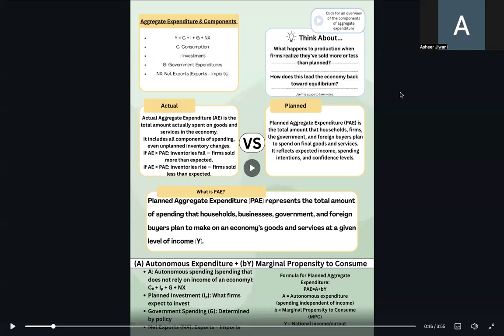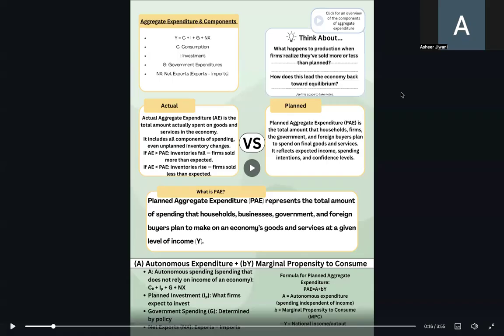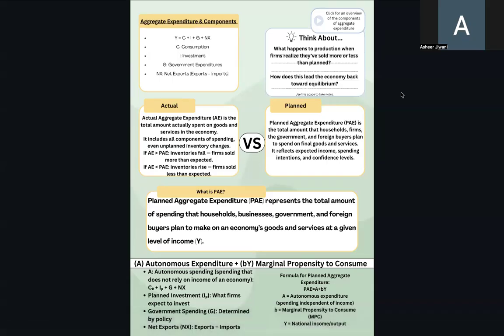In this video, I'm going to talk about the difference between aggregate expenditure, which is often just written as Y, and planned aggregate expenditure, also called PAE. So, aggregate expenditure is going to be the total amount of actual money spent in the economy, including unplanned inventory changes, as well as when firms sell more and less than they had expected to.